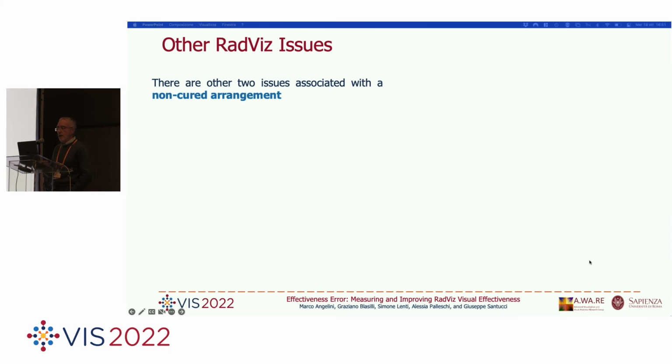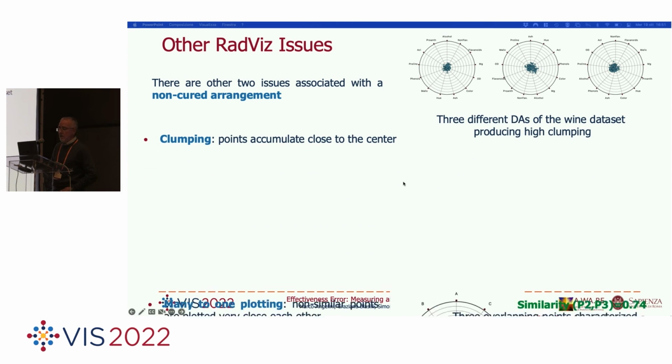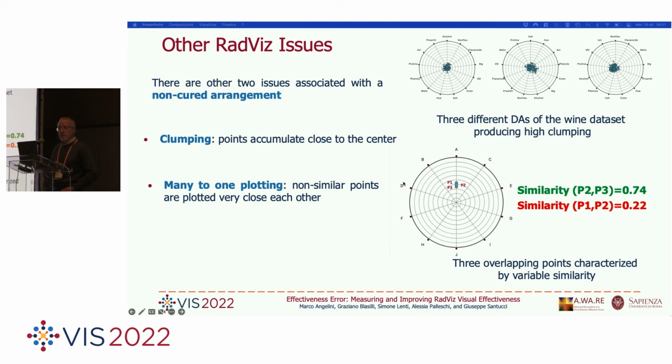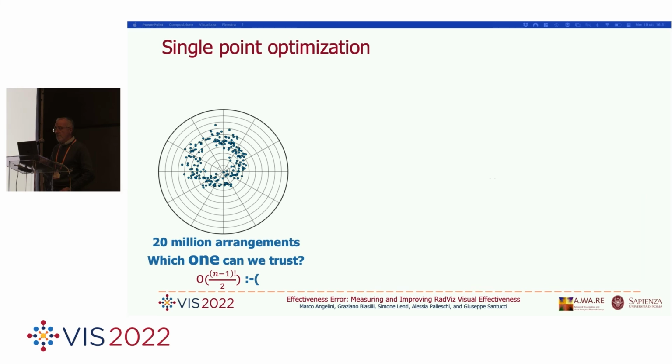And we have other issues around. Clumping, you know, you have man-to-man plotting, similar points that are very close to each other. And so we have effectiveness, clumping, man-to-man plotting, and so on. And we got an intuition: improving the effectiveness will mitigate also the other issues. Two years of work. And again, how to get an arrangement we can trust.